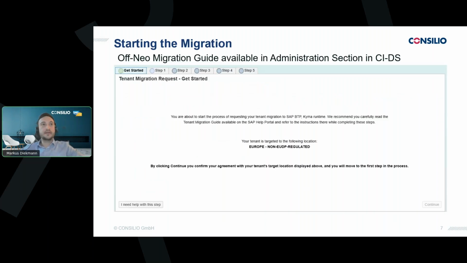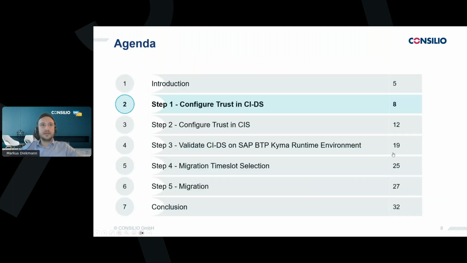In your CIDS, you will find a subsection in the administration area. It is called Neo Migration Guide. There you can see your tenant migration request. And if you click on the continue button in the right corner, then your migration starts.